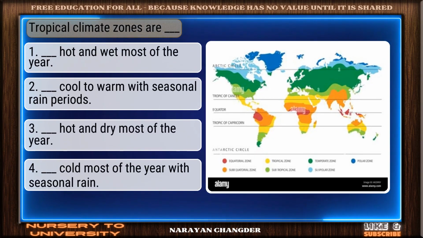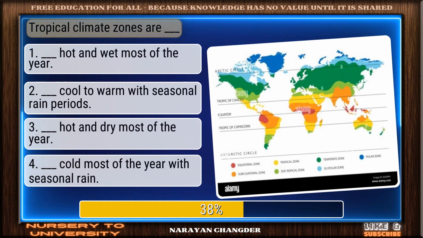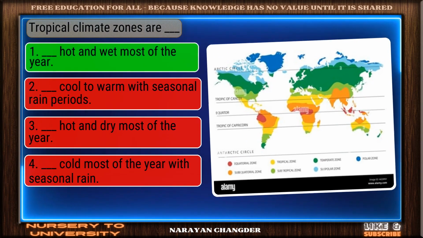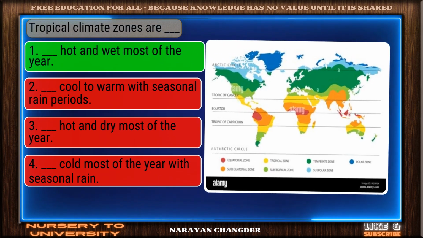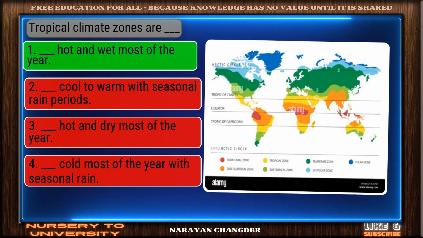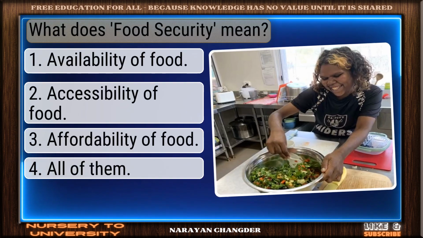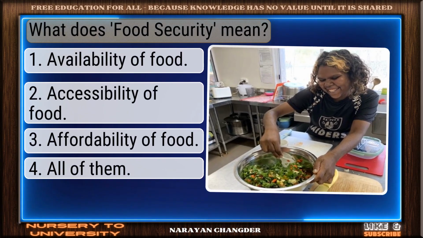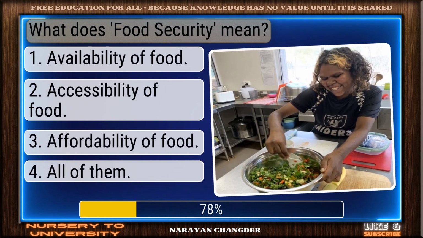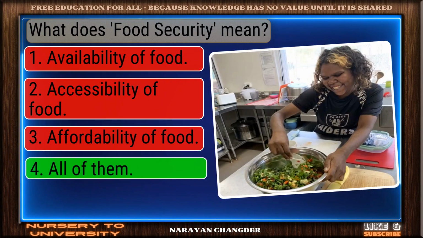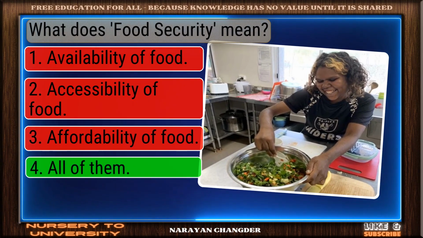Tropical climate zones are dash. You chose dash hot and wet most of the year, and it is correct. What does food security mean? Smart pick. All of them is the correct choice.